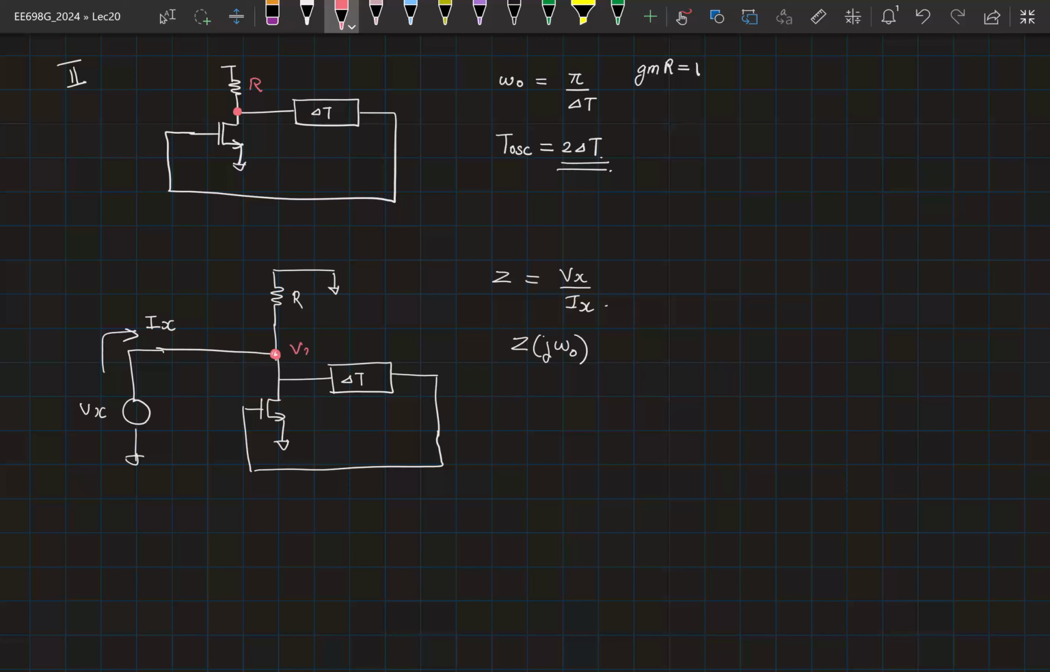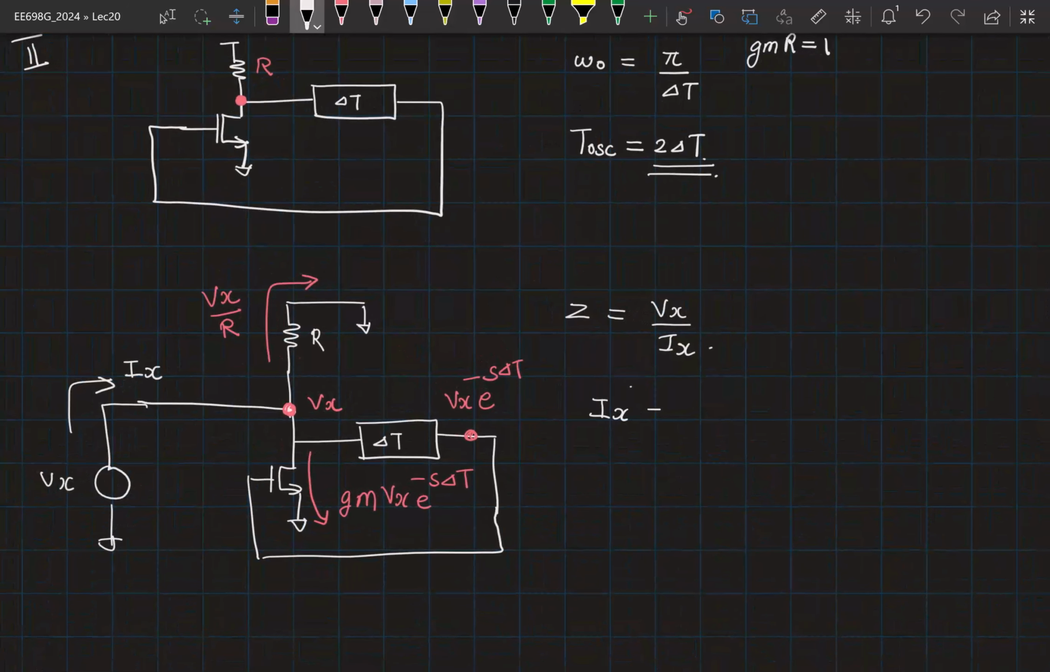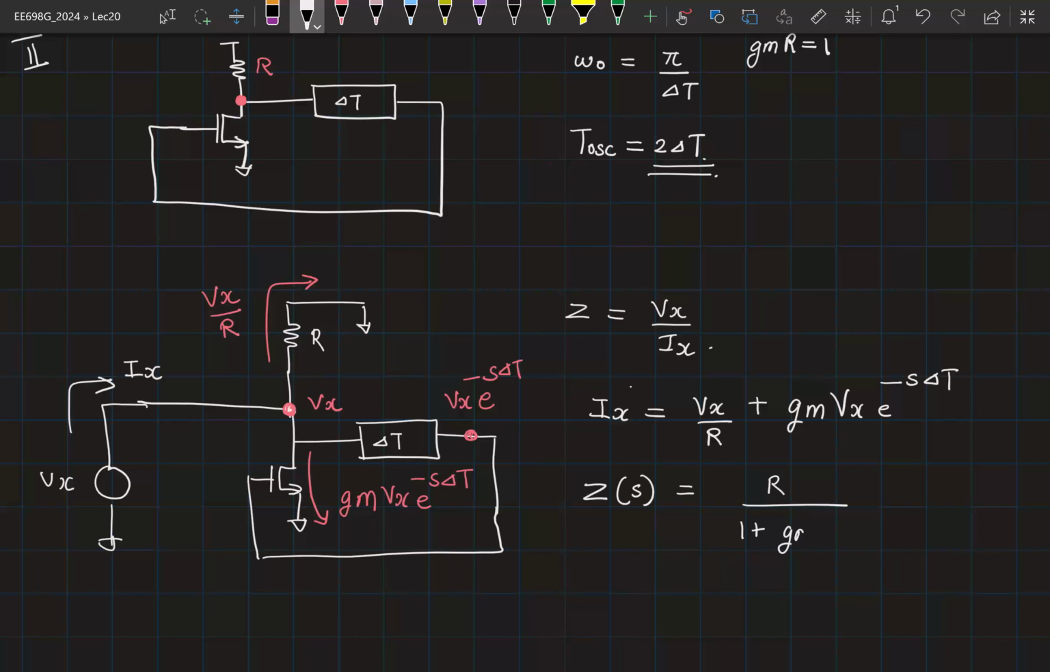So, if Vx is applied here, the current flowing in this direction is Vx by R. The voltage here is Vx into e power minus s delta t. Therefore, the current flowing in this direction is Gm Vx into e power minus s delta t. So, I can write Ix as Vx by R plus Gm Vx into e power minus s delta t. So, you can simplify this and you will get the expression for Z of s as R by 1 plus GmR into e power minus s delta t.